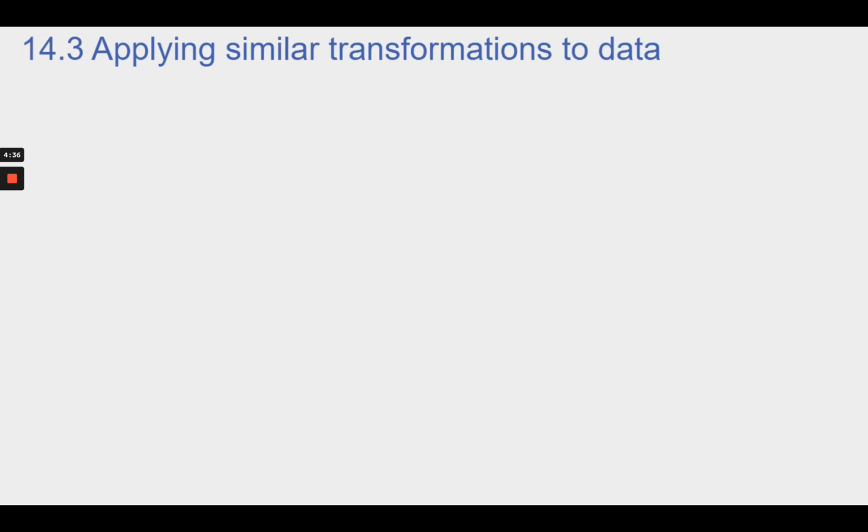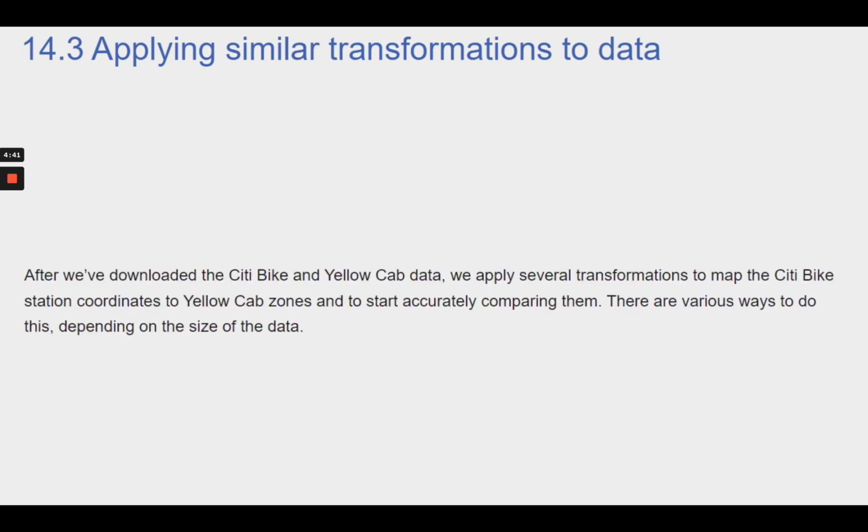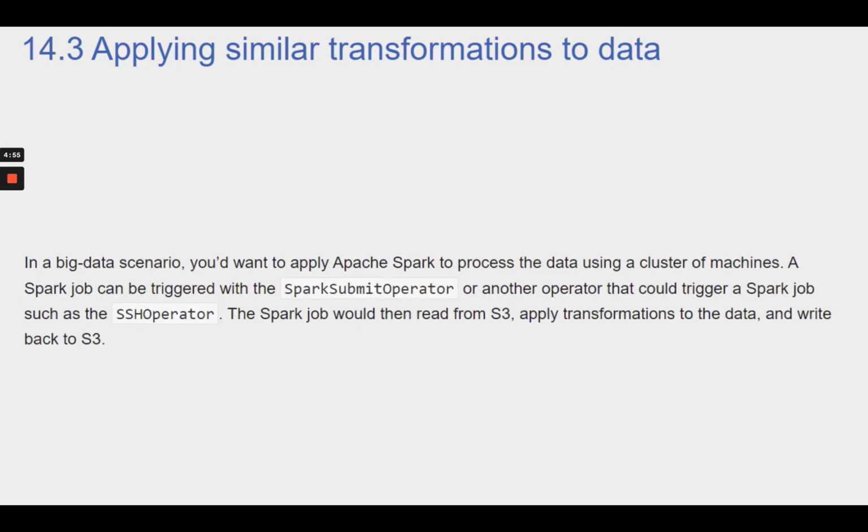Section 14.3, Applying Similar Transformations to Data. After we've downloaded the City Bike and Yellow Cab data, we apply several transformations to map the City Bike station coordinates to Yellow Cab zones and to start accurately comparing them. There are various ways to do this, depending on the size of the data.